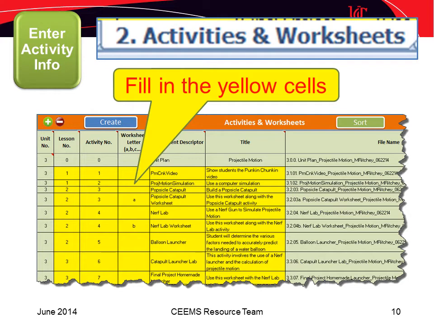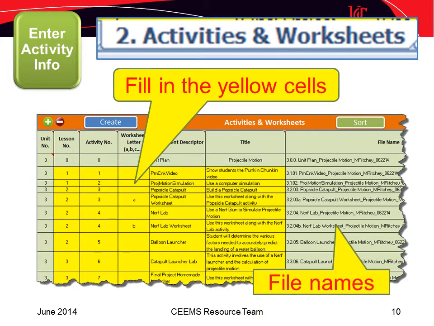The purpose of this worksheet is to generate the file names for each of the activities and worksheets. The file names are located on the right-hand side and are generated from the data that you enter. The file name column is not an editable column, but you can change the file name by changing some of the information that you enter.